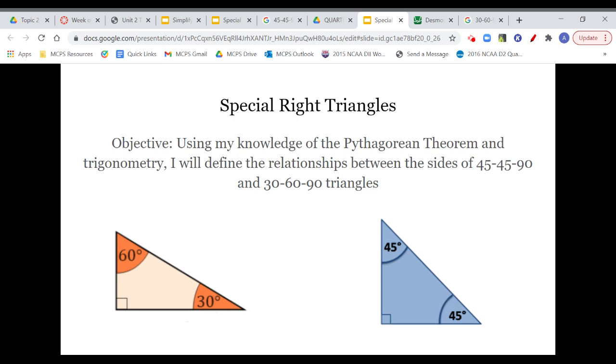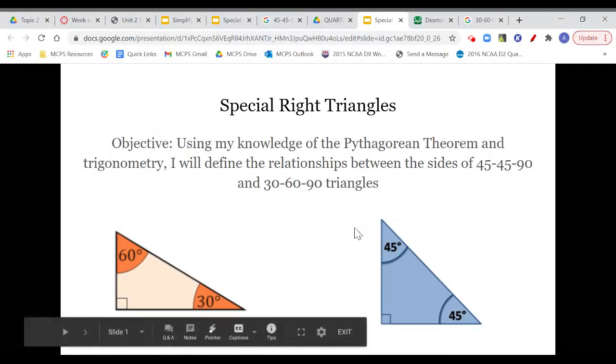Today we're going to be talking about special right triangles. Specifically, we're going to use all this background knowledge from the prior unit on trigonometry, as well as stuff we've been using from the beginning of the year, the Pythagorean theorem. We'll use that to talk about the relationships between the sides of 45, 45, 90 triangles, like what you see on the right here.